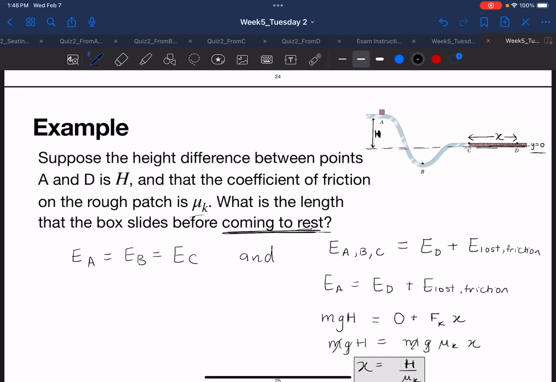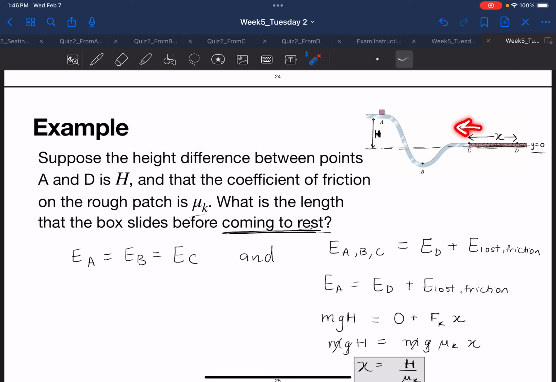Okay, so first thing we know is as the block slides through point A to B to C, we only have conservative forces acting on the block, which is the force of gravity. We do not have any non-conservative forces doing any work on this system. So we have energy at point A is equal to energy at point B is equal to energy at point C. Then, as this block travels from point C to D, there is a dissipative or non-conservative force doing work on the system, which is friction.